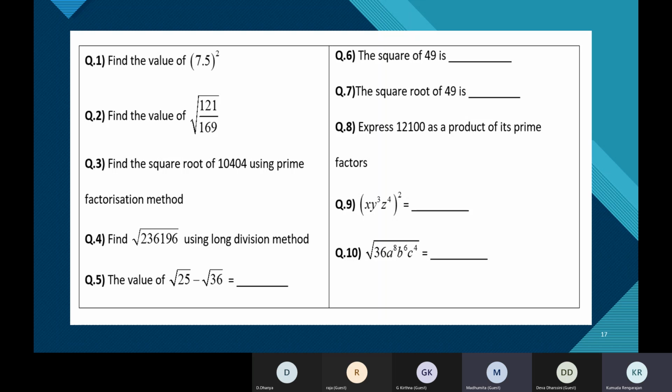Ma'am, we haven't discussed these sums in the class till now. Meaning, you're trying to say that the questions are different? Yes, ma'am. Yeah, that's what it requires, the next level thinking. So try to do it. We'll see the answers in the next class. It's not difficult. Once you start to think, you will get the answer. Try your best. We'll see the answers in the next class.